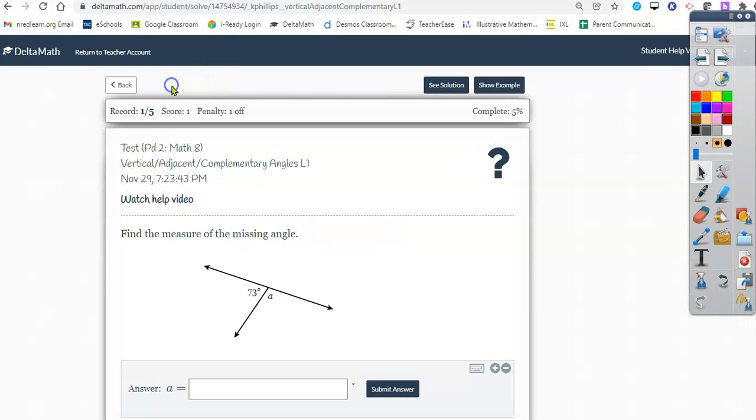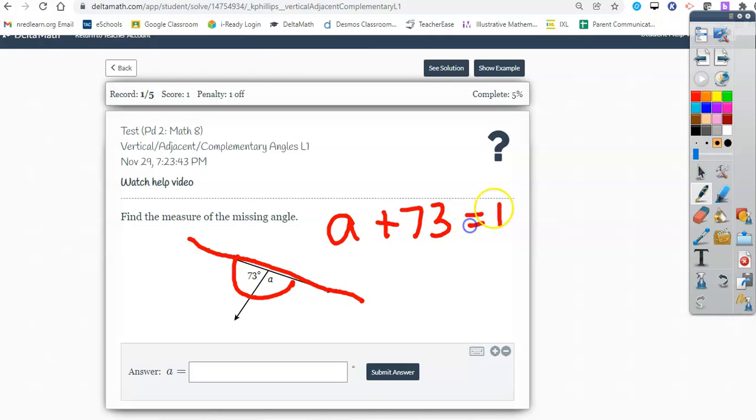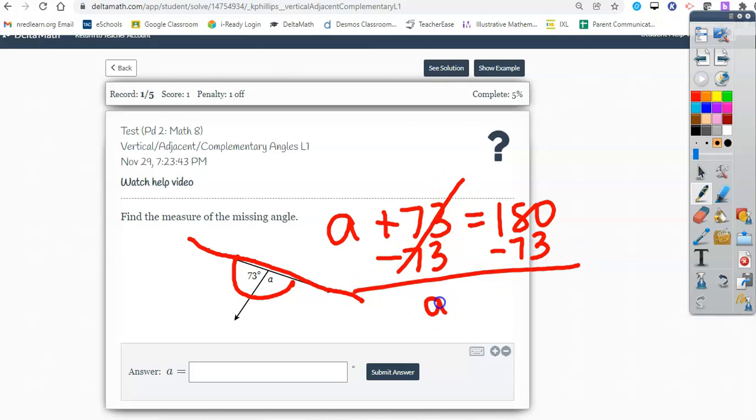Let's try one more. These two angles lie along the same straight line. So these two angles are supplementary. The missing angle plus 73 degrees have to sum to 180. If I subtract 73 from my given value of 180, I can get my missing measure. Type that into the box here, and you can continue.